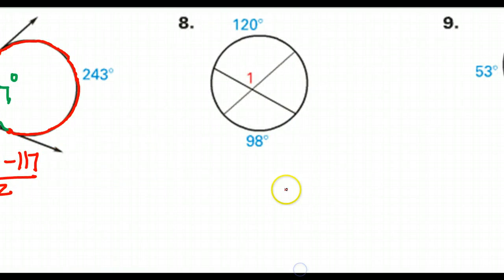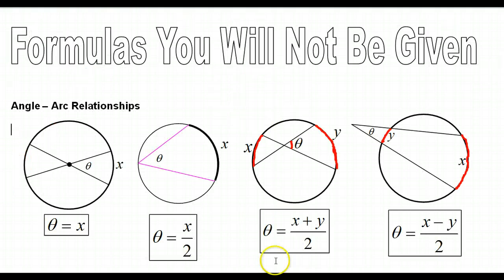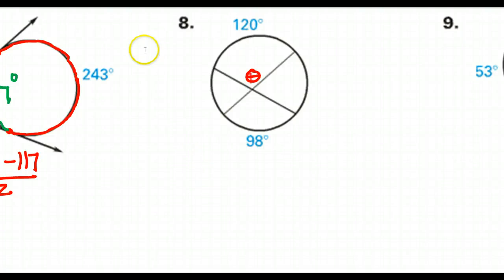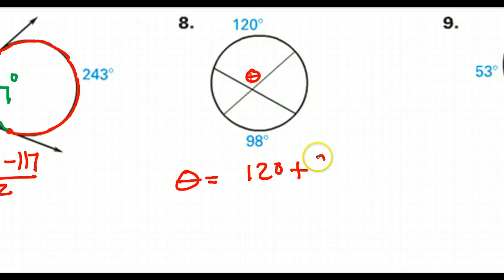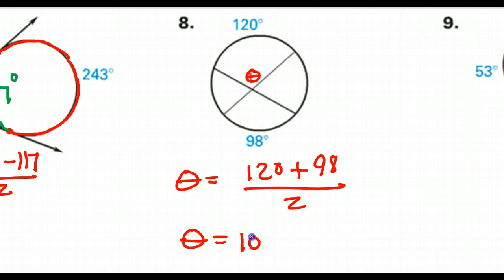Okay, look at number 8. Alright, well this one is pretty straightforward. This is back in the situation where we are doing the average of the 2 arcs, arc plus arc divided by 2. So that's pretty straightforward. So the angle is going to equal the arc plus the other arc divided by 2. That is 109 degrees.